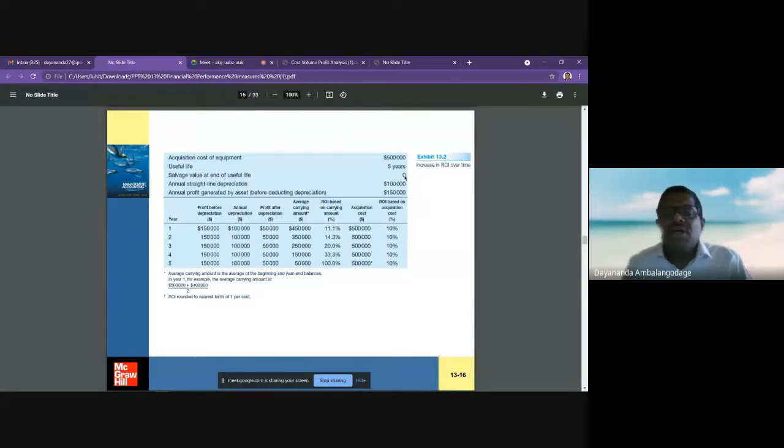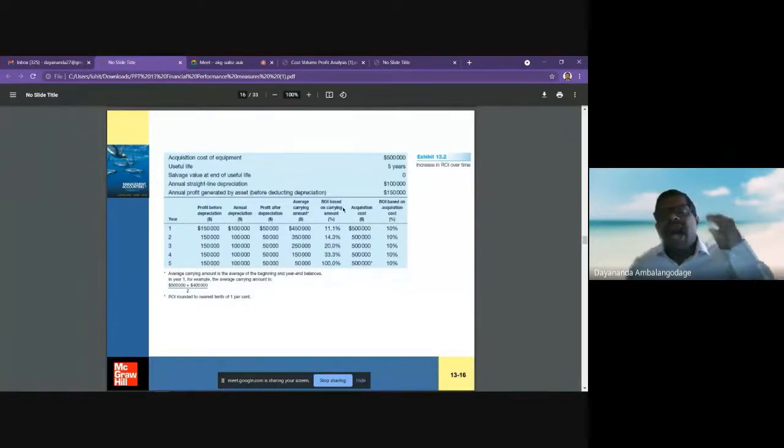So thereby, what is your average? The average is 100 plus 0 divided by 2, that is 50. Then how do you calculate the ROI based on carrying amount? Profit divided by the average carrying amount. This 50 divided by 450 is 11.1%. This 50 divided by 350 is 14.3%. This 50 divided by 250, this 50 divided by 150, and this 50 divided by this 50, 100%.